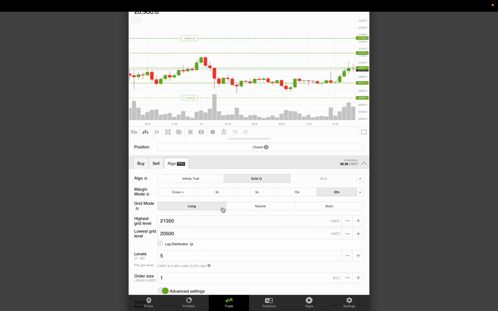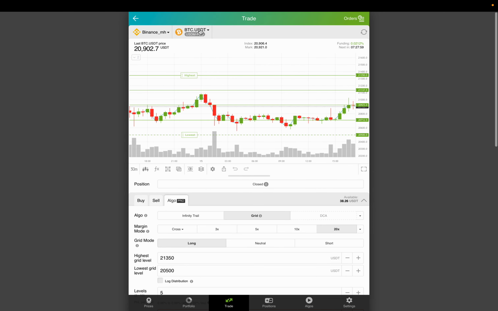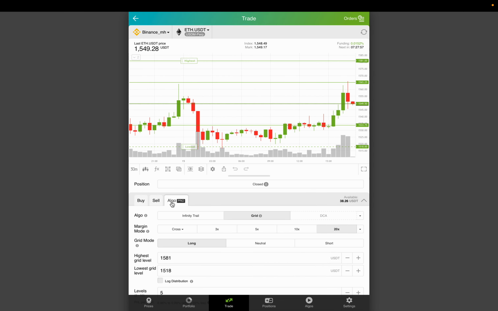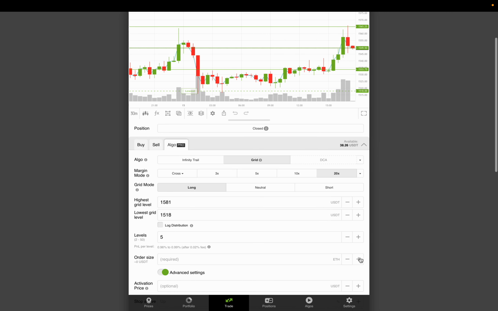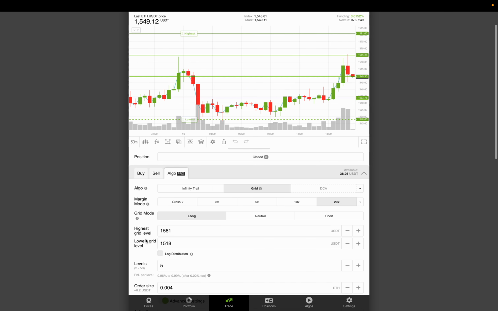Okay, let's now try to put that in reality and launch this long grid and see how it works. Let's again erase this 1 BTC. Okay, actually, we already have one grid running on BTC. Let's move to ETH, for example. Let's launch a long grid on ETH. Let's pick the smallest order size.